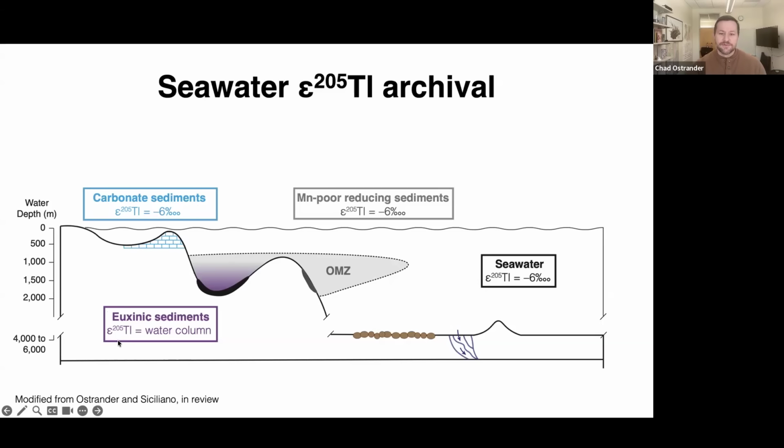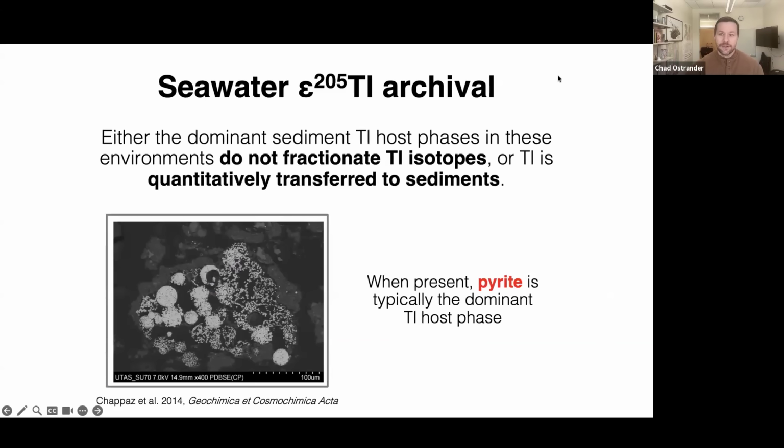I'll return to this when I talk about the weaknesses of thallium isotopes. With thallium isotope compositions in individual euxinic basins, you do capture the seawater value of that individual basin, but individual basins can have different isotope compositions. And so basin restriction is an important weakness for thallium isotopes. So in order for an archive to capture the seawater isotope composition, one of two things needs to be happening.